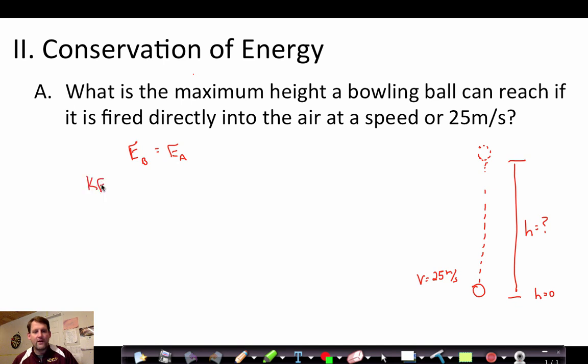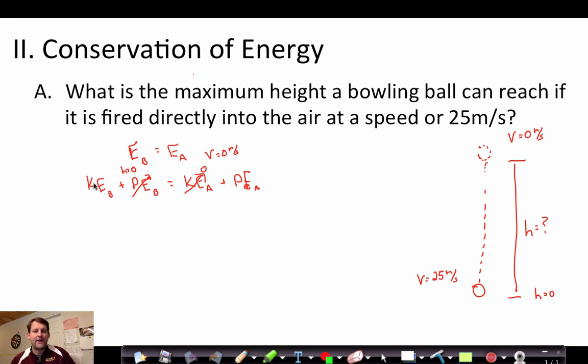So I know that the KE before plus the potential energy before is equal to the kinetic energy after plus potential energy after. Now to start with, my potential energy is 0 because my height is equal to 0. I have kinetic energy because I have some velocity. And on the top here, my velocity is equal to 0. So that is equal to 0 because my velocity is equal to 0.